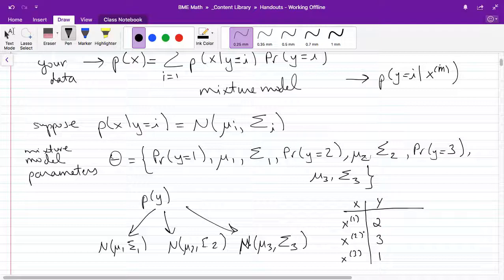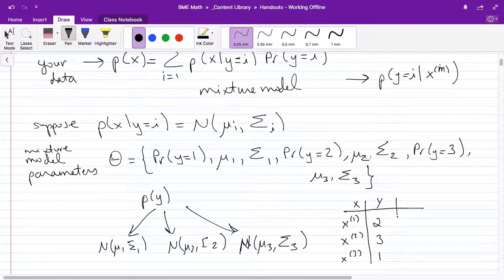Now, we're going to look at two algorithms today. K-means gives you one class per data point. But with EM, we get a probability of a class for that data point. So we're going to start with k-means, and we're going to see how k-means works. Once we understand k-means, then I think EM is a little bit easier to understand.